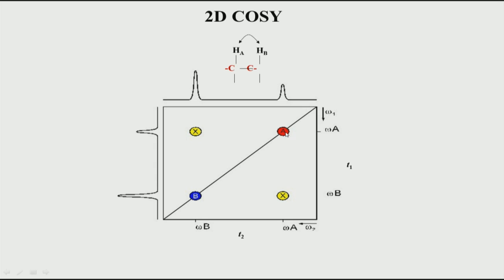So, what will be the case? Let us see this pictorially now. Let me explain. If you see, you have basically a doublet in the t1 part. Let us say we are looking at A, and here also we will have a doublet.